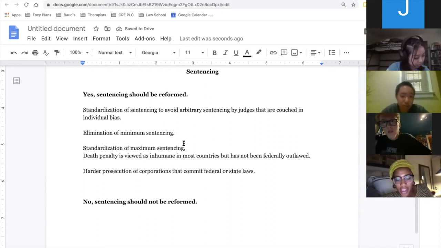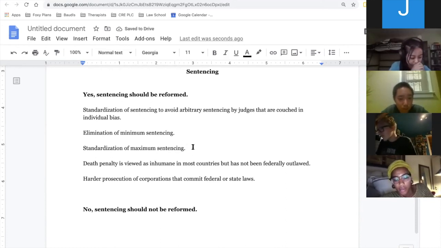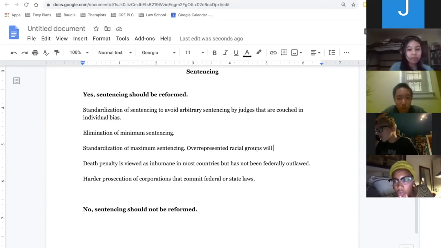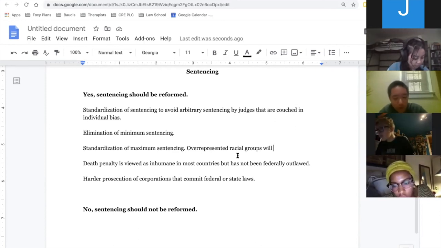I'll just make it a second sentence, but it'll still be with that wing of overrepresented racial groups. I get what you're saying, but I'm trying to put it in the right language, because I understand that people are given ridiculous sentences, and that's generally happening to racial groups, which is why they're overrepresented in prisons. How would you summarize that? I guess overrepresented racial groups are unfairly sentenced for longer periods of time.